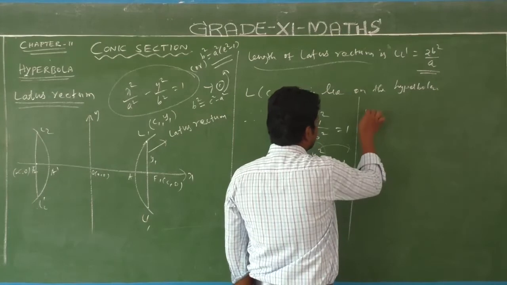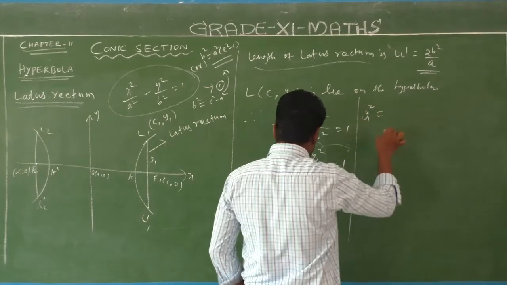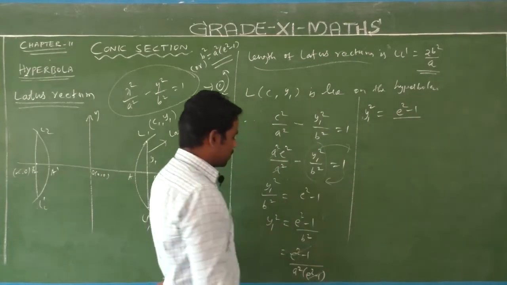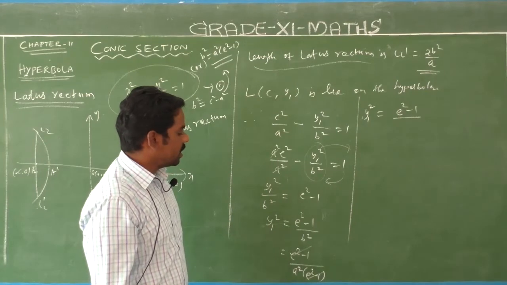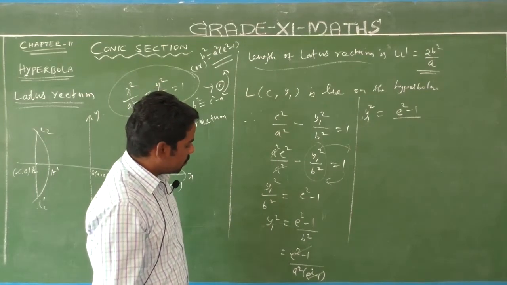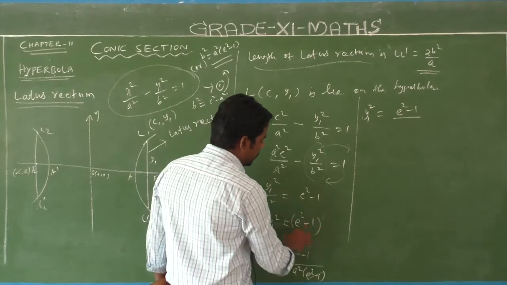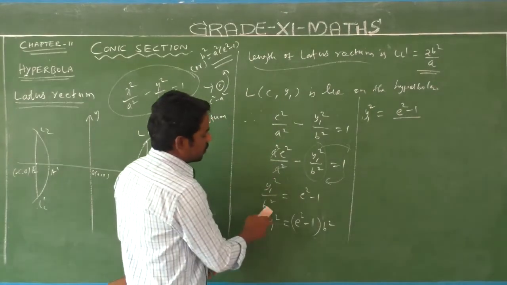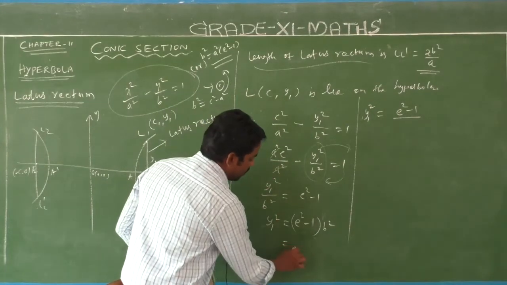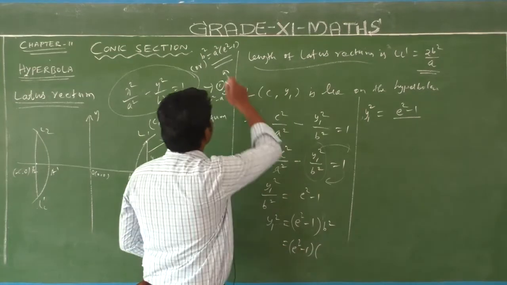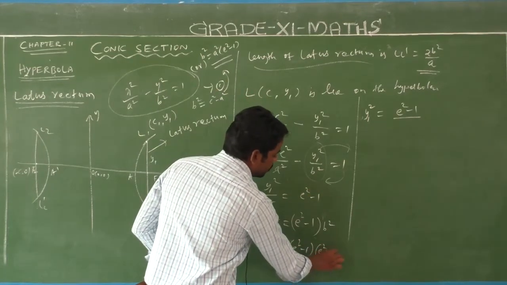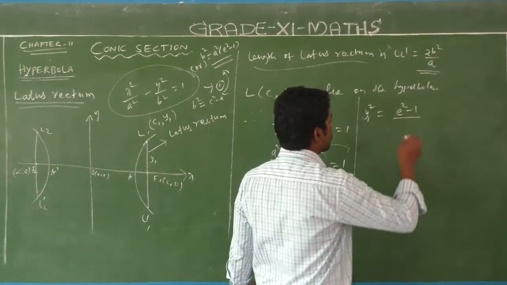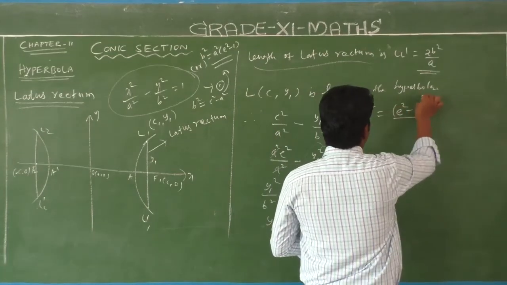So y1 squared is equal to e squared minus 1 times b squared. Sorry, here b squared is multiplied, so it is b squared into e squared minus 1. Substituting the value of b squared, which is a squared of e squared minus 1, we get e squared minus 1 into a squared into e squared minus 1. So e squared minus 1 into e squared minus 1 is e squared minus 1 the whole squared, into a squared.